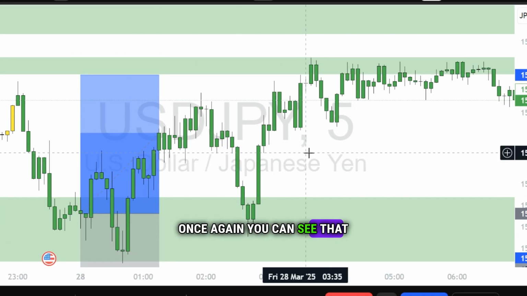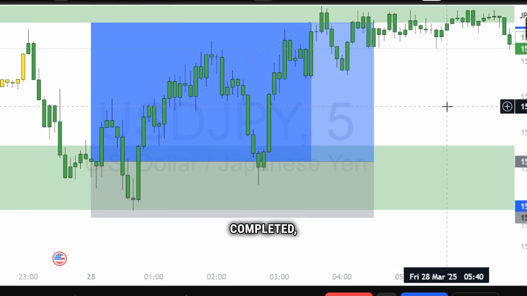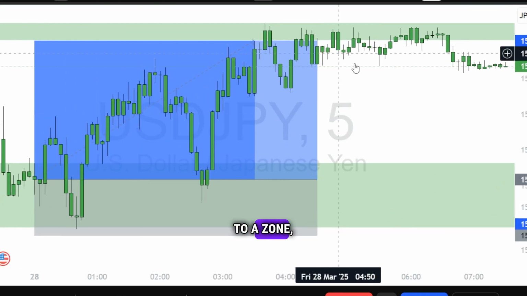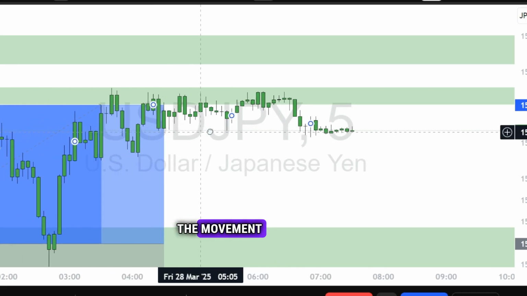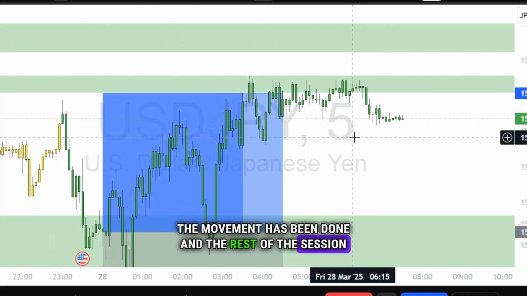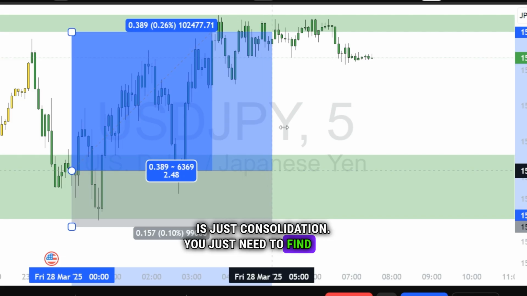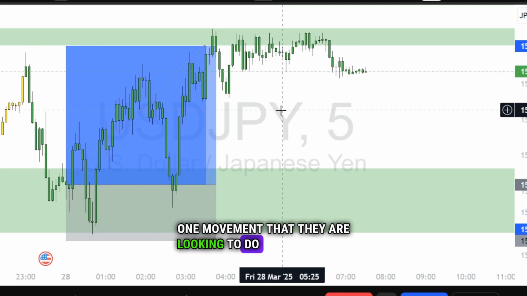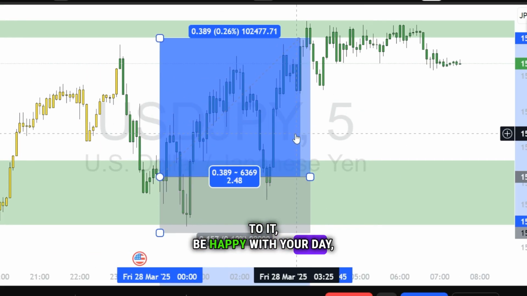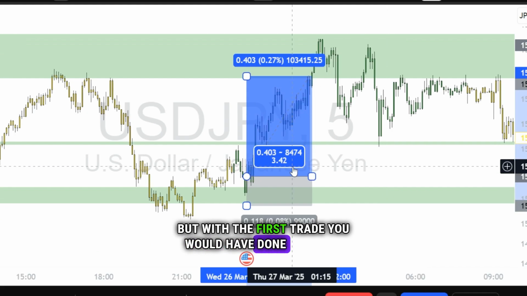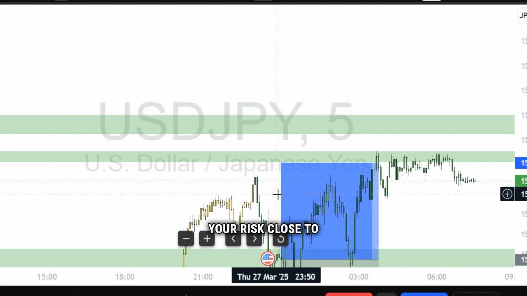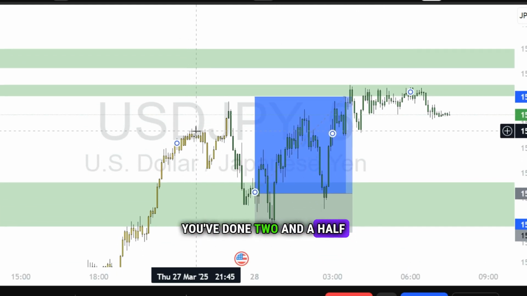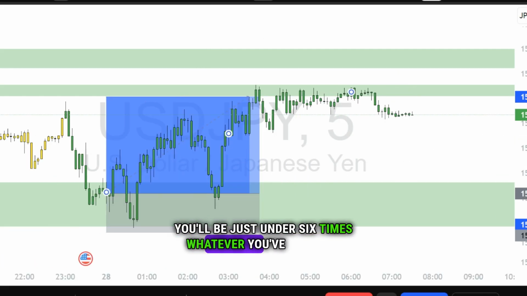Once again, you can see that once the movement has been completed, once we have gone from a zone to a zone, volume then just dies down, the movement has been done, and the rest of the session is just consolidation. You just need to find that one movement that they are looking to do and just stick to it, be happy with your day. But with the first trade, you would have done 3.5 times your risk, close to, and with this other trade, you've done 2.5 times your risk. So altogether, you'll be just under 6 times whatever you've risked in here.